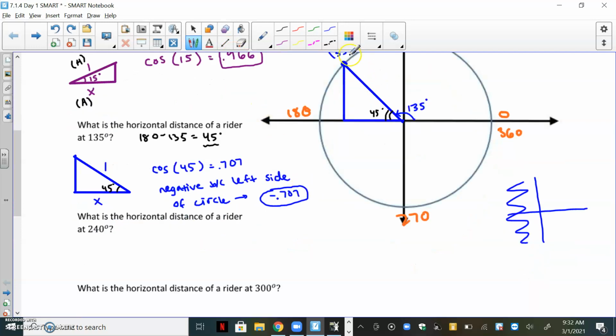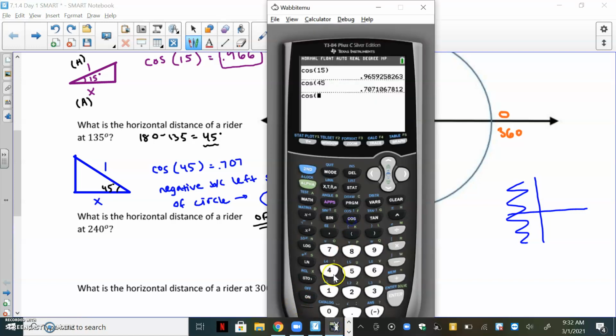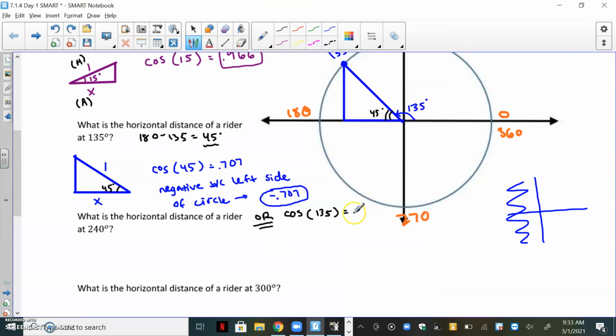All right, and of course I want to show you guys that yes, this is cool. We did all this work and we found out that the cosine or the horizontal distance is negative 0.707, but just so you know, you could also just do cosine of 135, and sure enough, your calculator knows that it's on the left, and it will give you the correct answer with the negative sign.